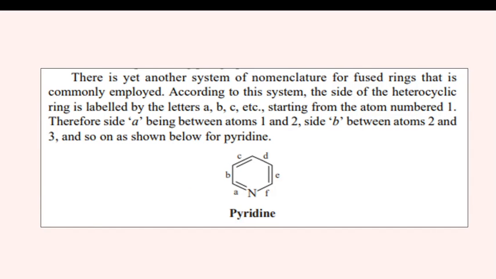There is yet another system of nomenclature for fused rings that is commonly employed. According to this system, the sides of the heterocyclic ring are labeled by letters a, b, c, etc., starting from the atom numbered 1. Therefore, side a is between atoms 1 and 2, side b between atoms 2 and 3, and so on, as shown below for pyridine. So in this structure the heteroatom is numbered as 1. Then the bond between 1 and 2 is referred to as a, then 2 and 3 is referred to as b. Like that you have to give the lettering a, b, c, d, e, f. So this is an example of pyridine.